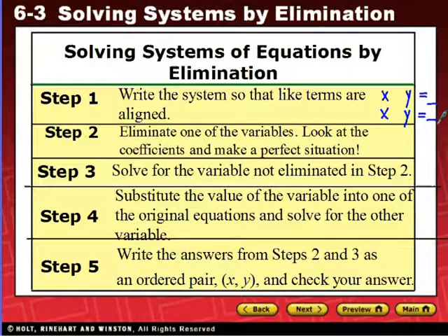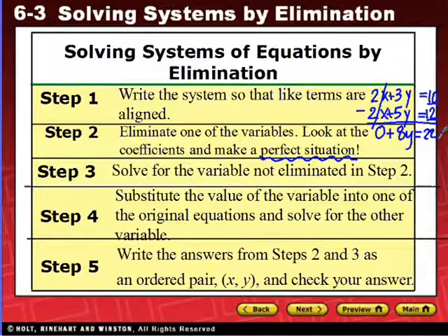Step 2, we're going to eliminate one of the variables. Okay, we're going to look at the coefficients. We're going to turn it into what we call a perfect situation. Now that's just kind of my little nickname for it. That's so that when you go to add these together, whatever the numbers happen to be here, let's just fill in a few. Right? When you add these together, we want something to cancel out. That's the goal here. We're getting a variable to drop out.